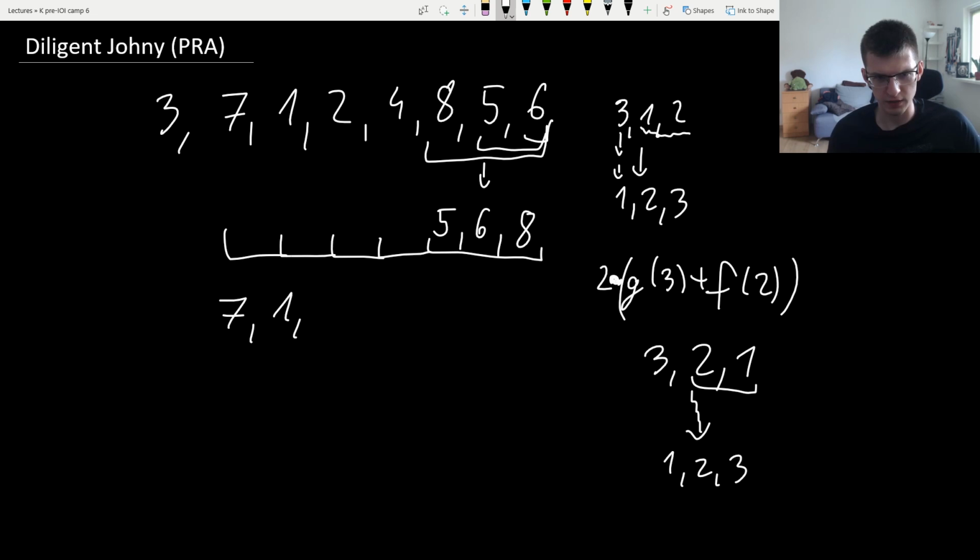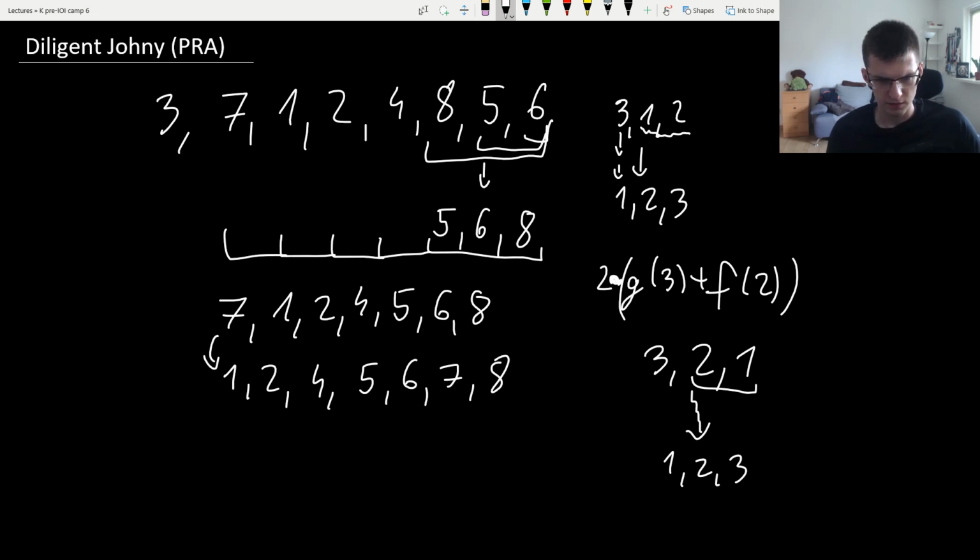So from 7, 1, 2, 4, 5, 6, 8, I want to get to a sorted thing, which is 1, 2, 4, 5, 6, 7, 8. The number of steps I need is the number of times I will decrease 7. Just like here we compressed 8, 5, 6 into 3, 1, 2, I could do the same thing here, or I could just notice that the number of steps, those times I decrease the number, from 7 it will be decreased to 6, then 5, 4, 2, 1, is just the number of numbers smaller than 7.